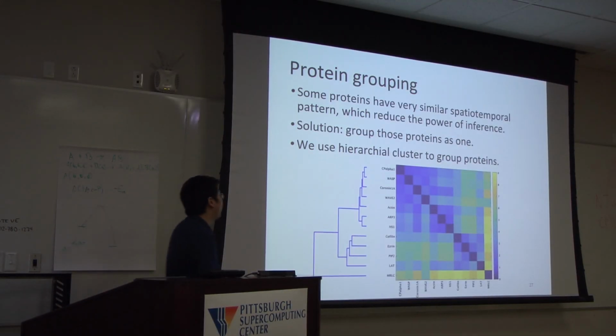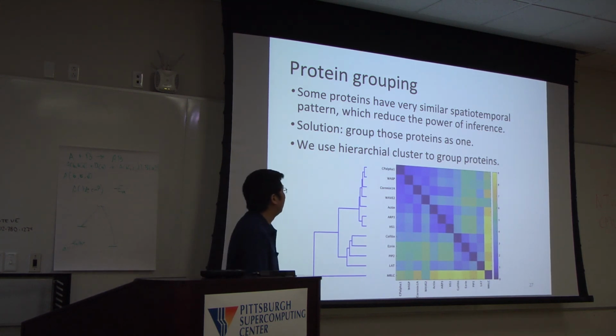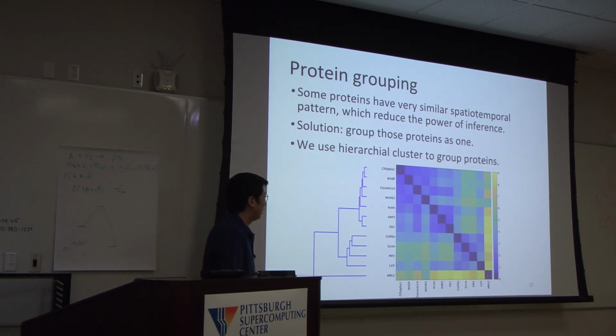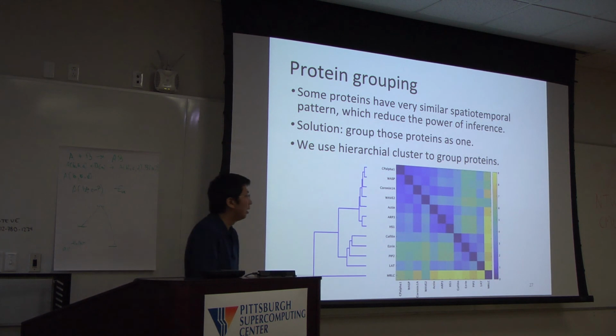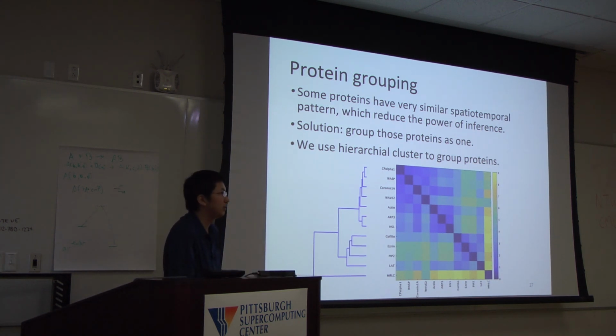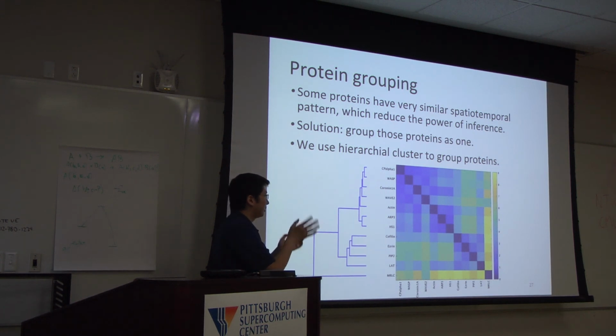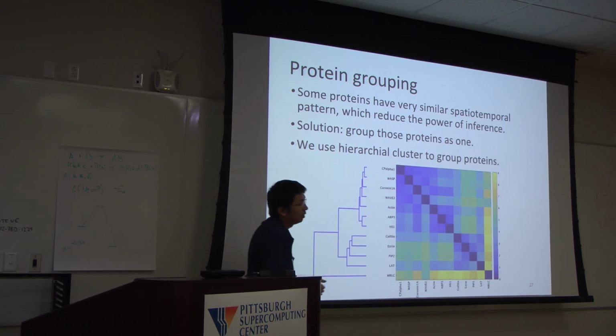And then there's another problem that we found: some proteins have very similar spatial temporal patterns. This may be caused by the co-localization of proteins in the whole process, because if they are co-localized, they interact with each other, then they will have the same spatial temporal pattern. And in statistics, this is called a collinear effect, that the two variables have an almost linear relationship. And this will reduce the power for our inference.